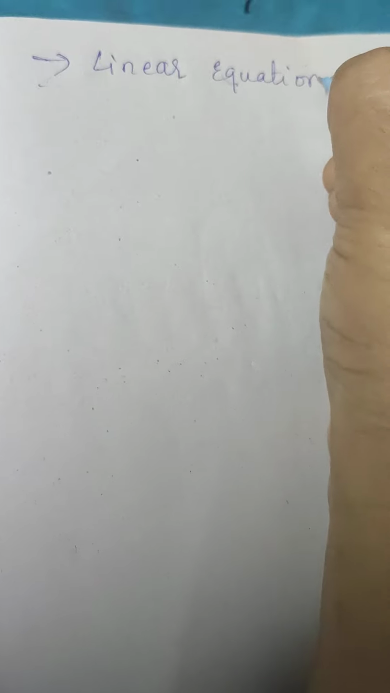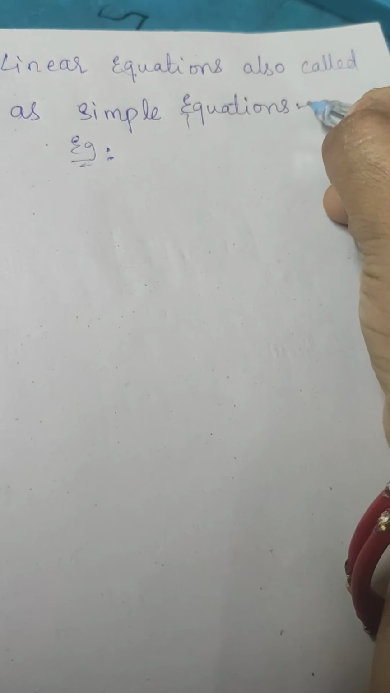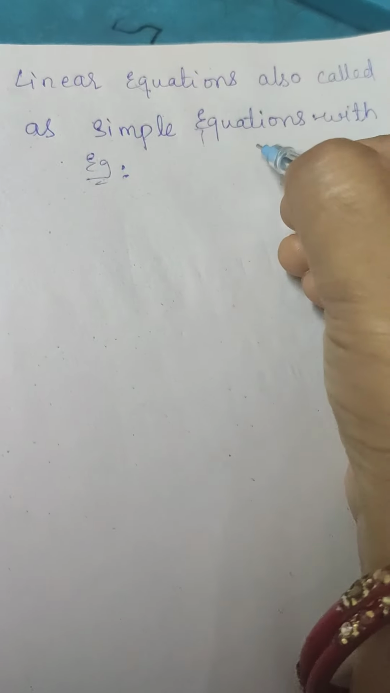Okay students, I hope you understood very well about linear equations in one variable. One more point is linear equations are also called simple equations. I may tell one more example to you, that is a linear equation or simple equation with one variable.